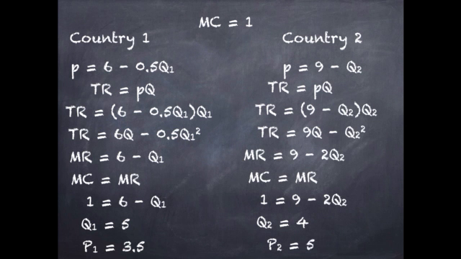So when the ban is in place, you're just maximizing the profits based upon the inverse demand function in each individual country. So in country 1, the bookseller will charge 3.5 for the book and sell 5, while in the other country, they will charge 5 for it, and the sales will equal 4.